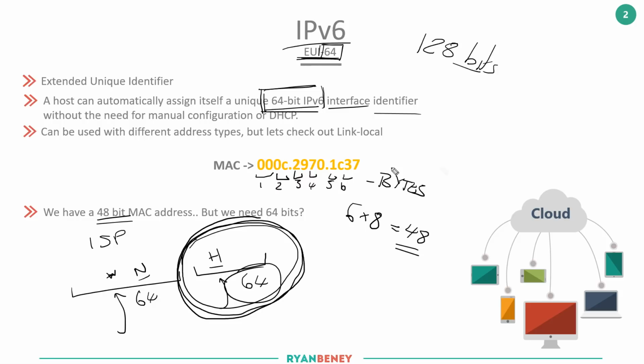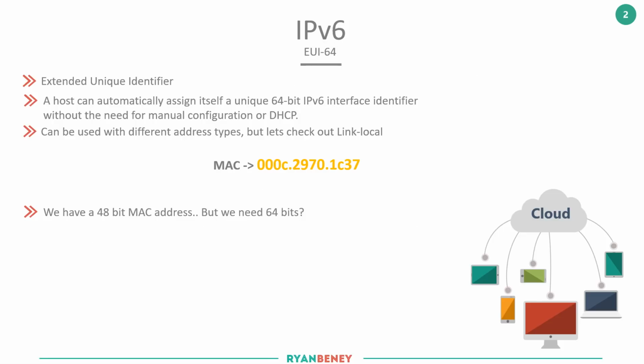Okay, so we know about the MAC addresses, the bits and the bytes. The reason that's important is because in a minute we need to break up the MAC address, and we need to keep that fresh in our mind. So if the MAC address is 48 bits, but the host portion of the IPv6 address is 64 bits, how do we make up those missing bits? And it's pretty simple. We add FFFE into the middle of the MAC address.